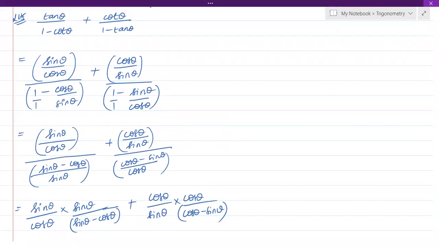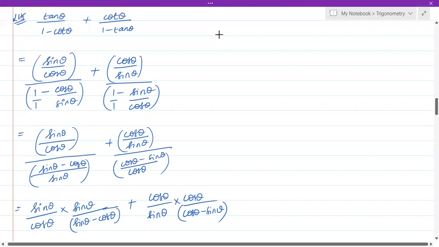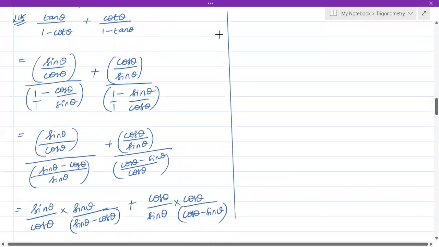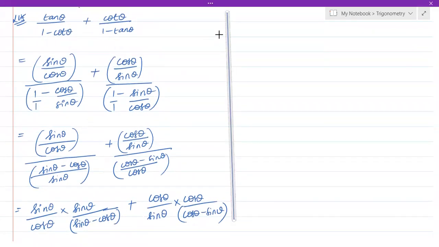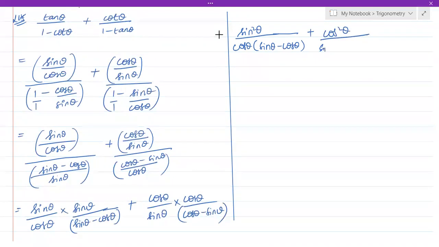Let me write it here. Let me draw a line and continue. So sin theta into sin theta will become sin square theta divided by cos theta into sin theta minus cos theta. Plus cos theta into cos theta, cos square theta divided by sin theta into cos theta minus sin theta.